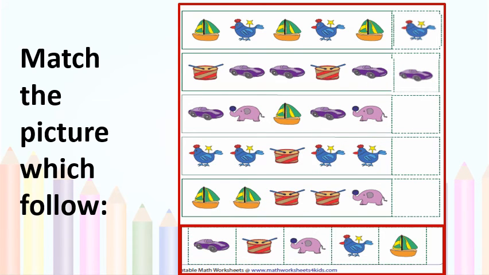Okay. Now here A, B, C. First car is there, then elephant, then yacht. Again car, elephant, then what will come? Then the yacht picture should be there. Isn't it?